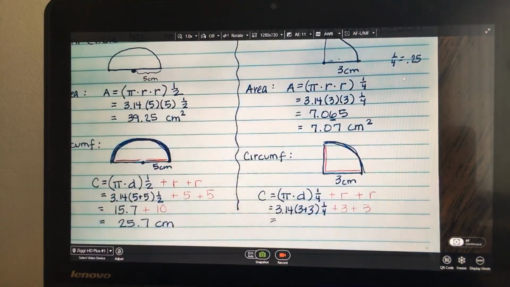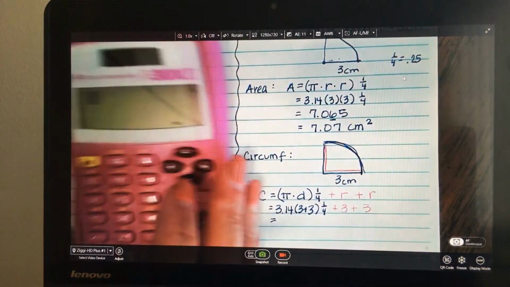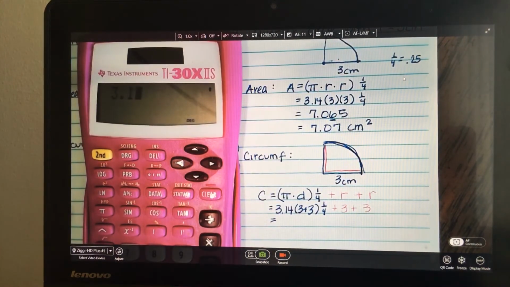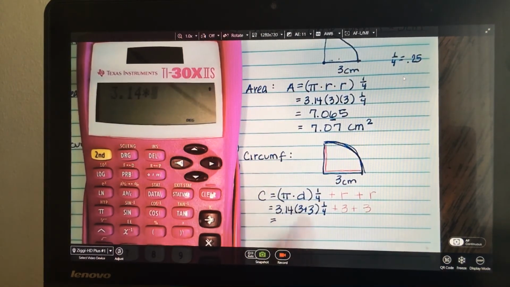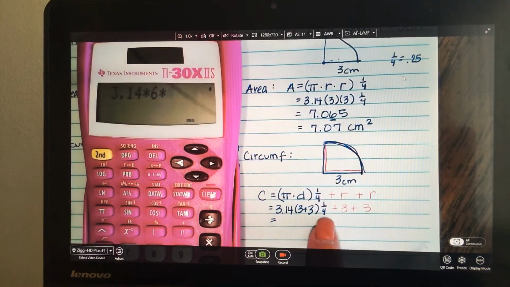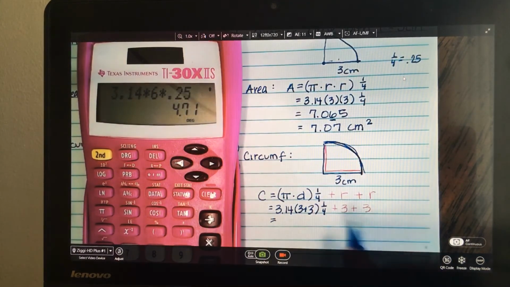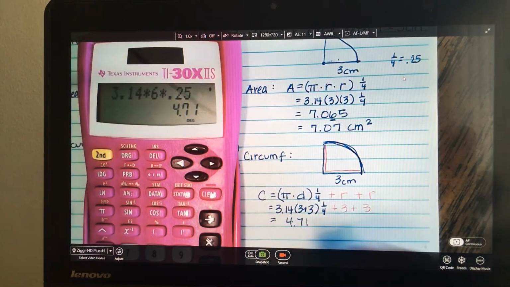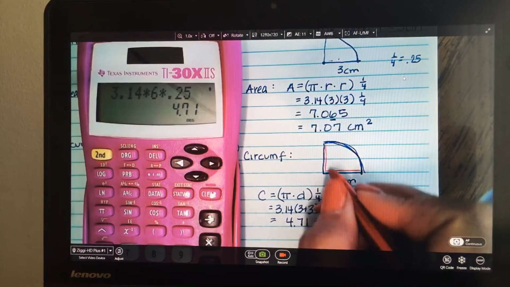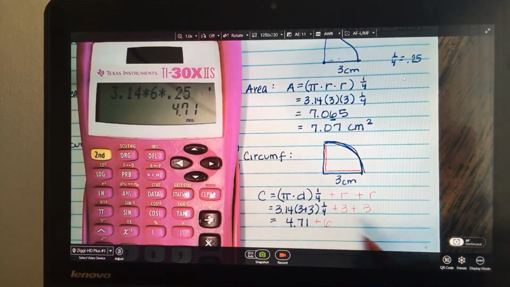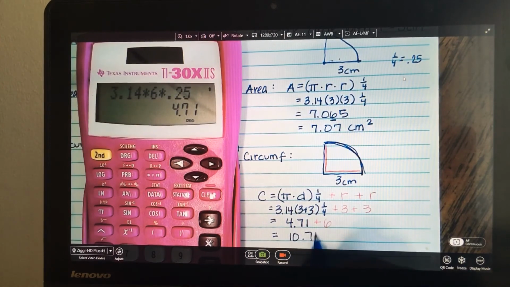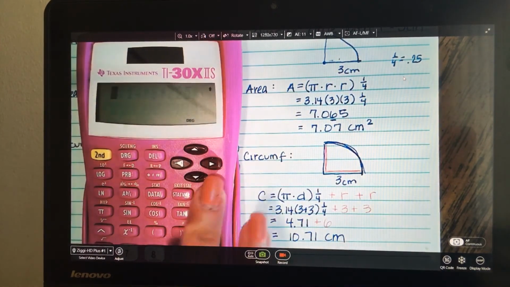So let's see what we get in the calculator. 3.14 times, I'm going to add that together, that's 6, times 1/4, which is 0.25 in the calculator. That gives me 4.71. And then I need to add the 2 pieces here to complete the shape, which is 6. With mental math, we can add those together: 10.71 centimeters.